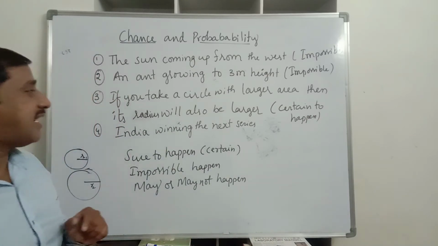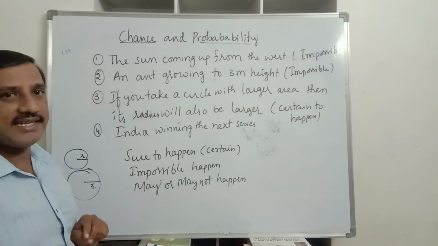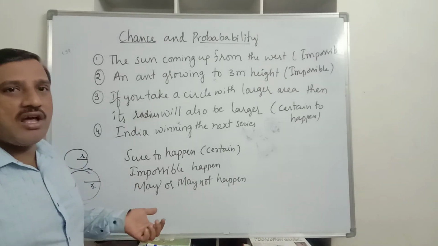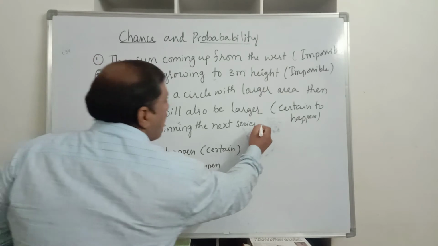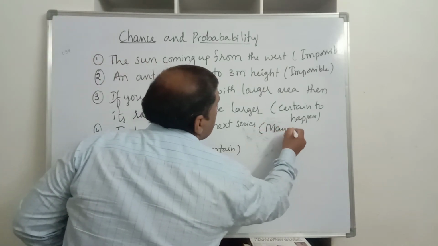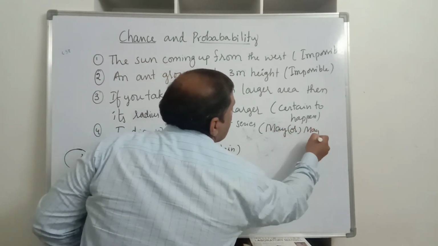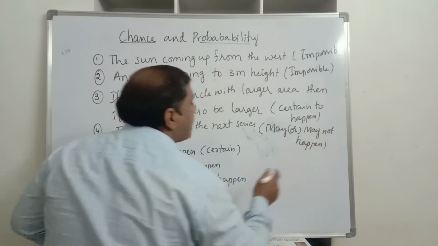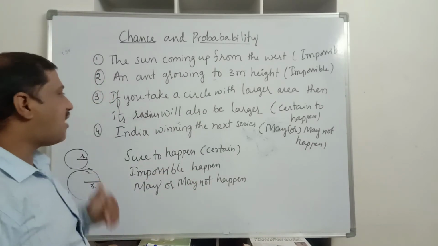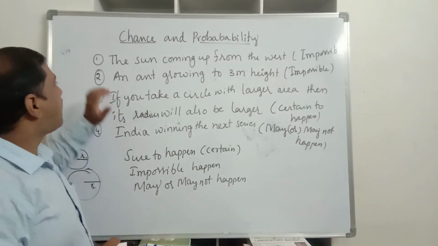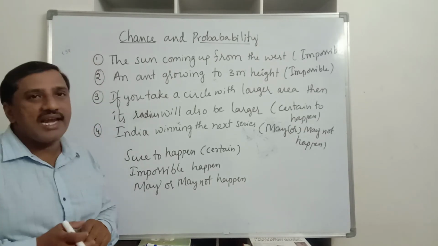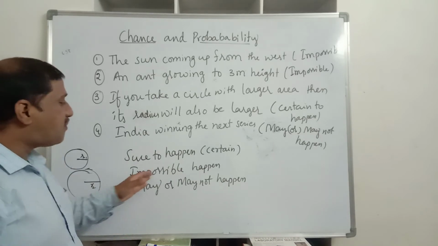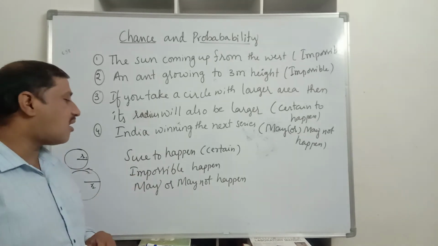Then India winning the next series, in the Test matches or in the one day series. It may be possible or it may not be possible. Therefore, it may or may not happen. Why? Because two possibilities are there: it may happen or it may not happen. So all the situations in our daily life we categorize as sure to happen, impossible to happen, or may or may not happen.